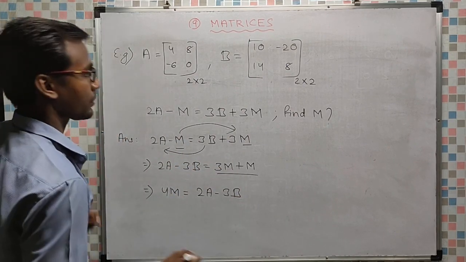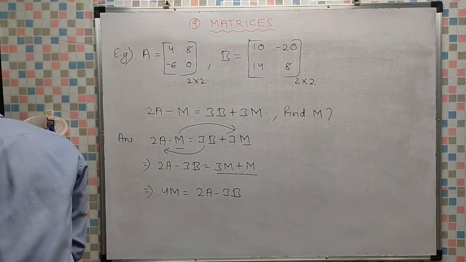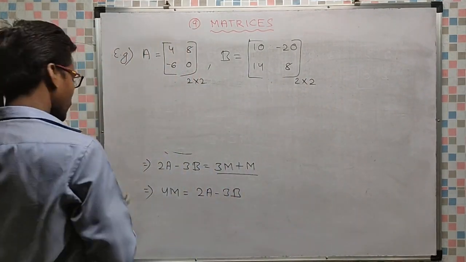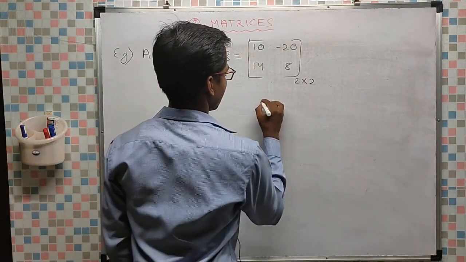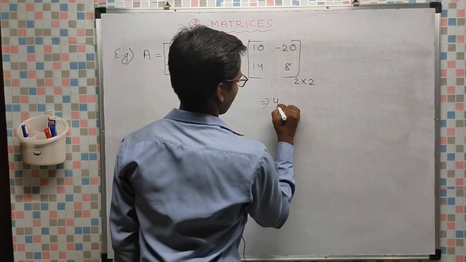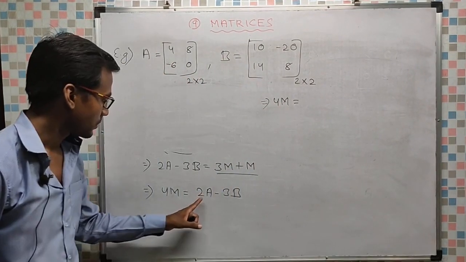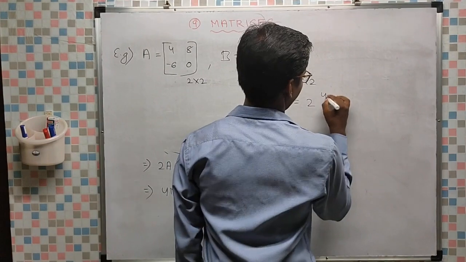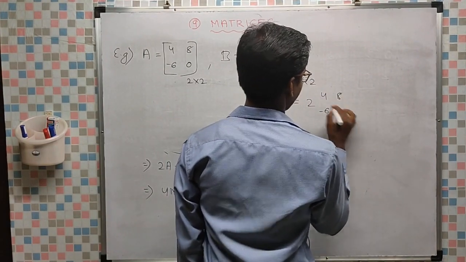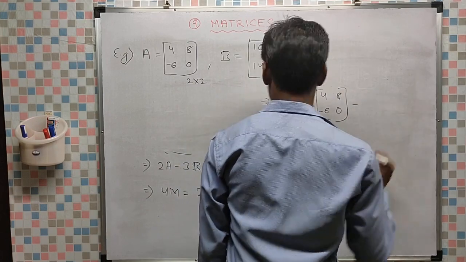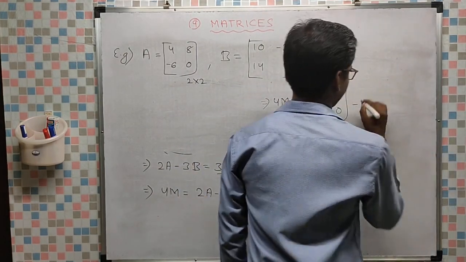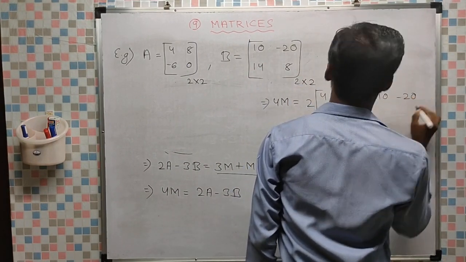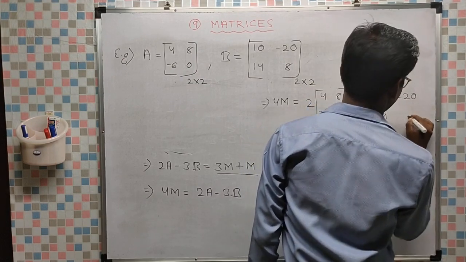Now put the value of A and B. This implies that 4M is equal to, what is 2A? 2 into this matrix, so 2 into 4, 8, minus 6, 0, minus 3B. As you can see, 3B is 3 into this matrix 10, minus 20, 14, 8.